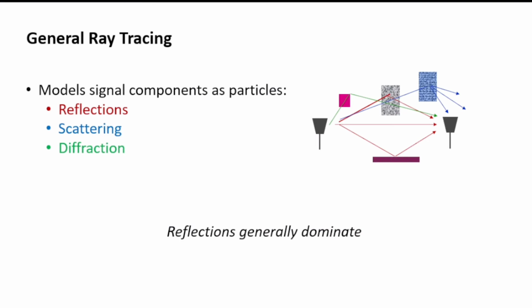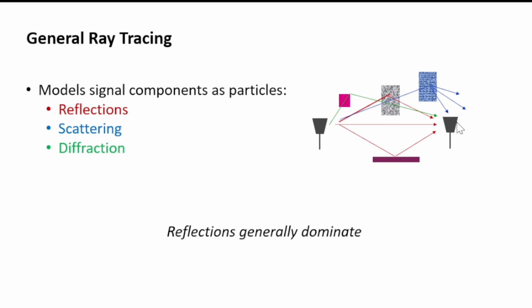Next up, we have general ray tracing, which models signal components as particles. So there are three different effects that these particles can have on the signal. The first is reflection, the second is scattering, and the third is diffraction. So as you can see here with the colors, the red is reflection, the second is scattering, the third is diffraction. So diffraction is more like something that is see-through, and it just bends the light directly to the receiver. For reflection, the signal is bouncing off objects. And the last one is scattering, in which the signal hits an object and, because of the uneven surface, it just scatters the signal everywhere.